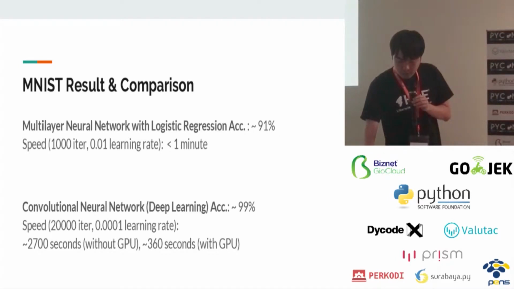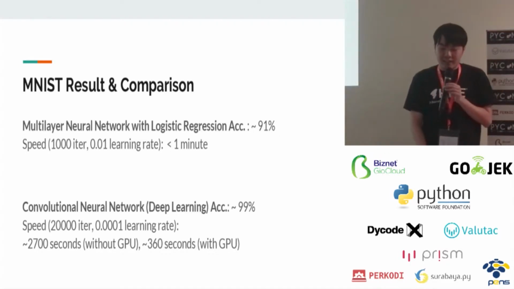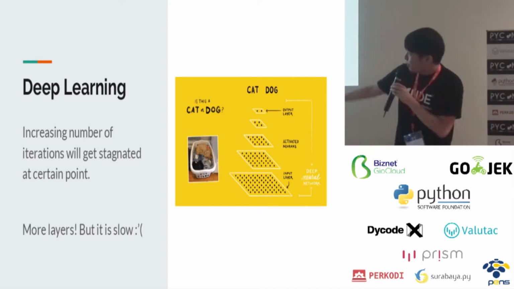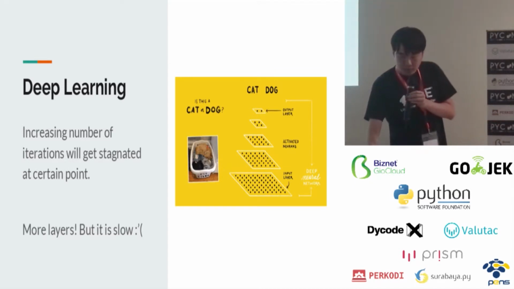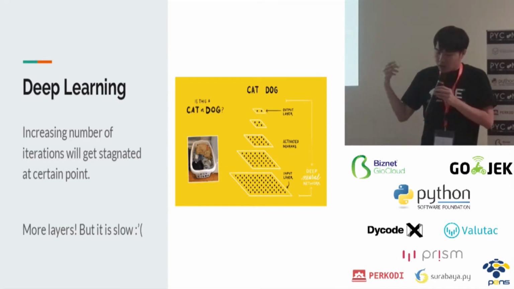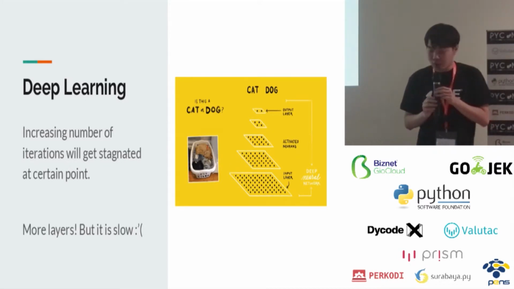The problem with traditional machine learning is that when you increase the number of iterations, it usually gets stagnated at one point. So no matter how much you increase the number of iterations here, it will stop learning new things. With more layers, or deep learning, it works better, but the problem is it's usually very slow if you don't have enough computation power.